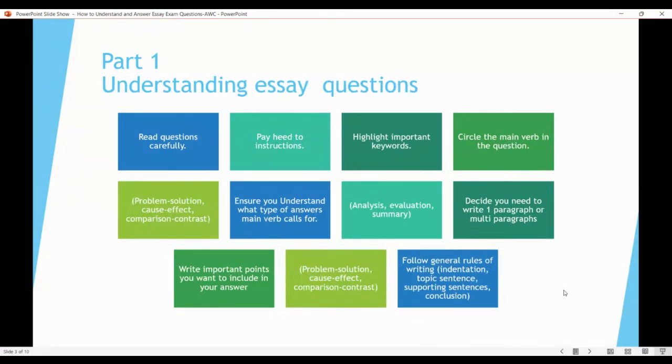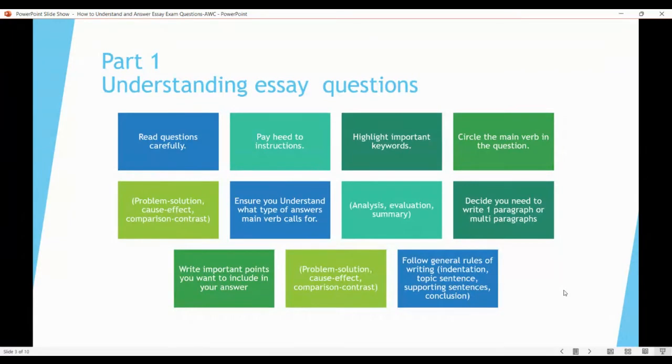You also need to pay heed to instructions. There are instructions that you need to pay very, very close attention to, because if you miss one instruction, you'll be marked down.